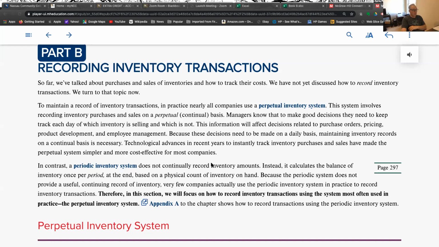There's another method called the perpetual method. Under the perpetual method, you keep track of inventory on a perpetual or continuous basis. So on any given day of the month, of the year, you know exactly what you should have in inventory. This is superior. But again, this method is really dependent on some kind of automated system.